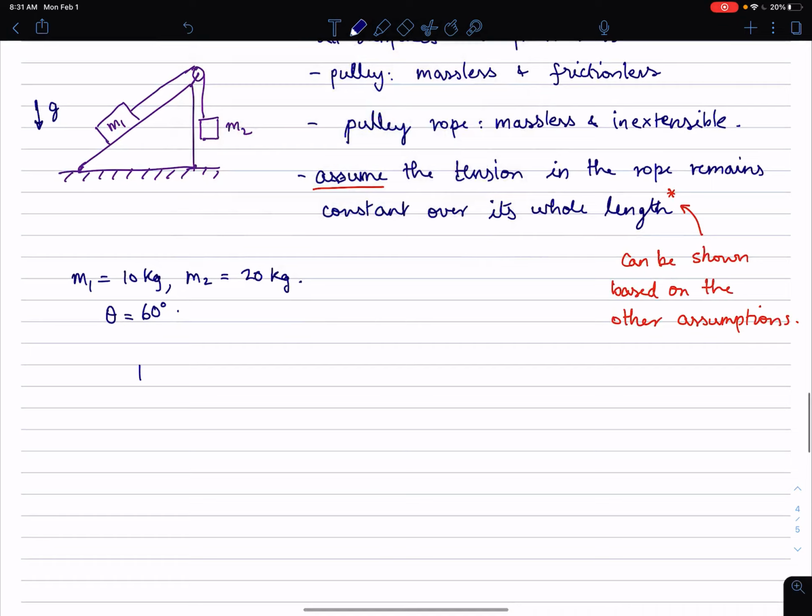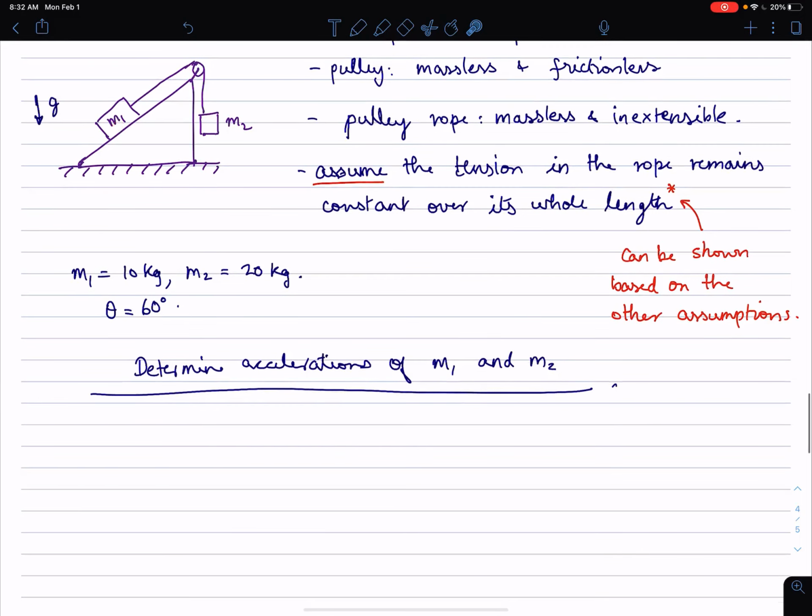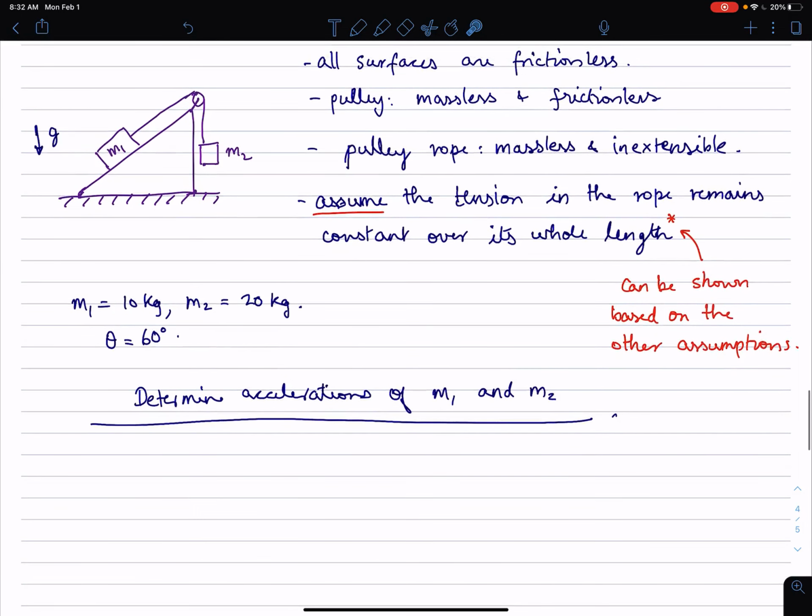Okay, so that's the problem, and then you're asked to determine the accelerations a1 and a2 of m1 and m2. Of course, the acceleration of m1 will be along the slope, and the acceleration of m2 will be, well, vertical, up or down.